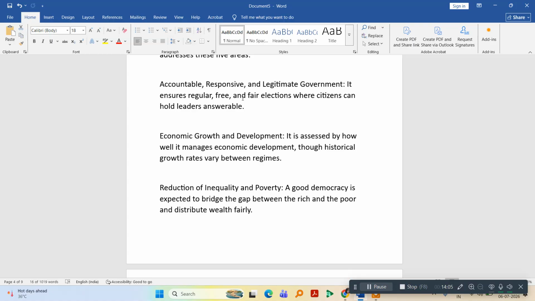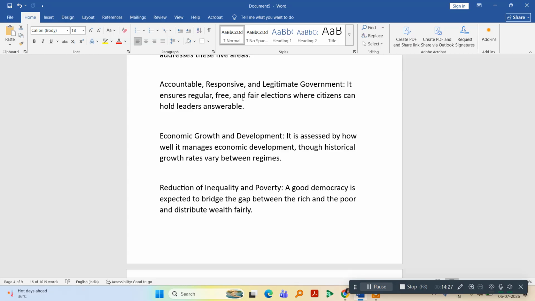Economic growth. It is assessed by how well it managed economic development through historical growth rates between different regimes. Now, it is evaluated by how economic development is managed through historical growth rates.